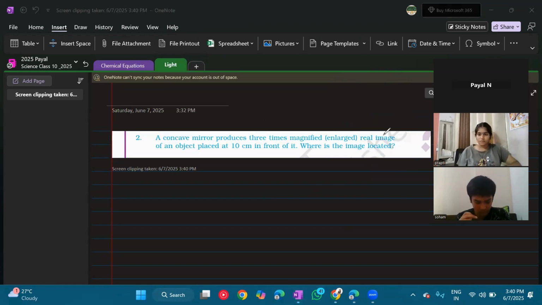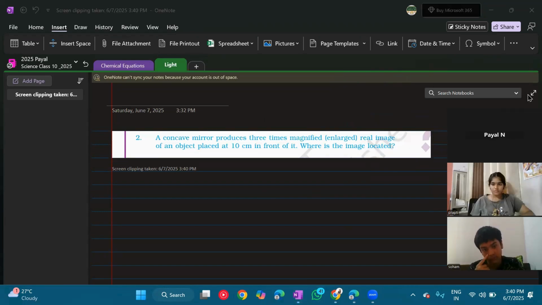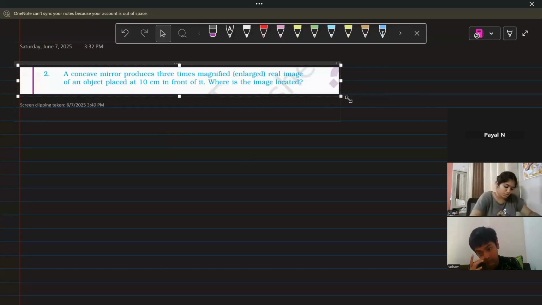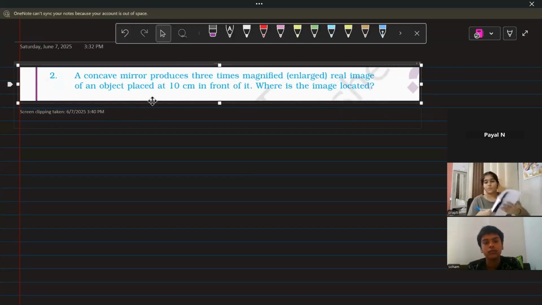Shall I start with the next sum? The next sum I'll solve it over here. थोड़ा सा it will be a bit messy if I solve it there. Okay, so is the problem clear? The first two sums that we have done, is that clear or not?